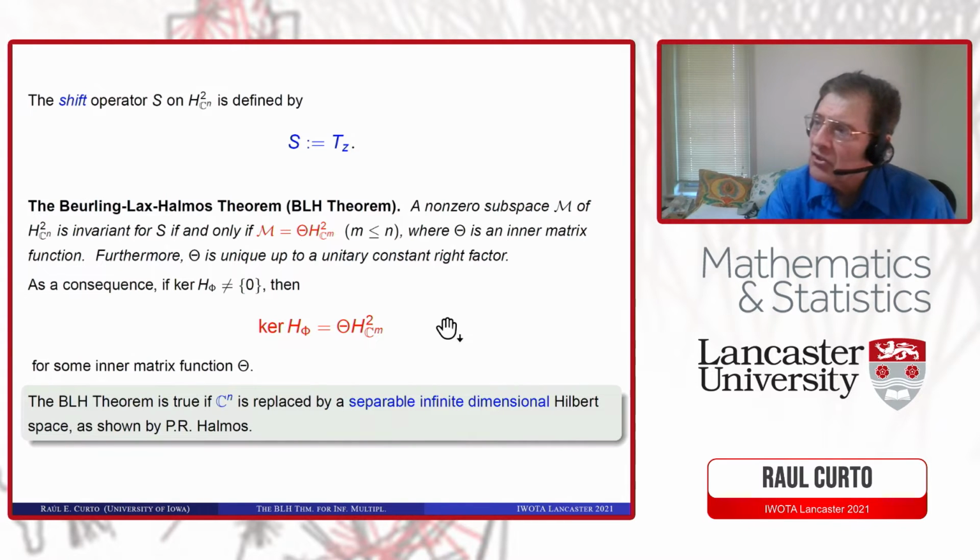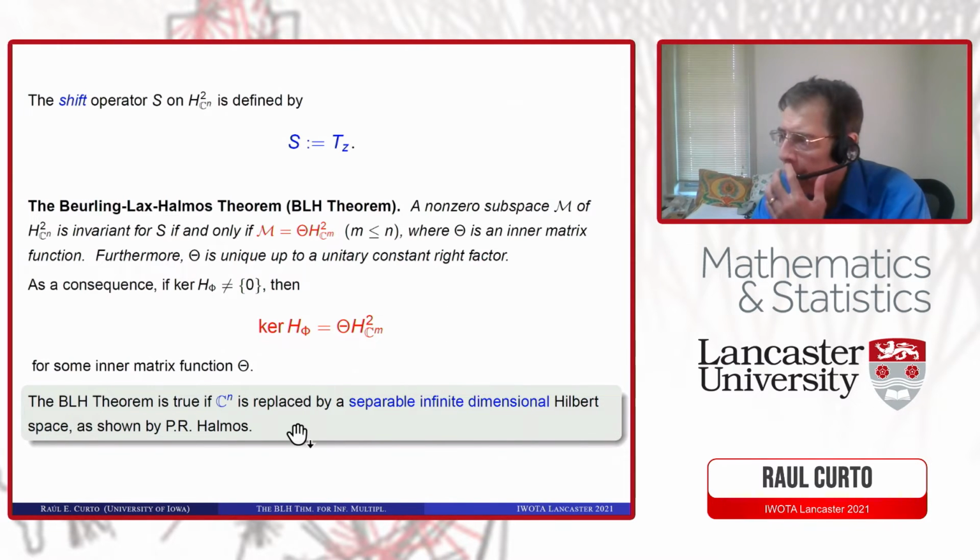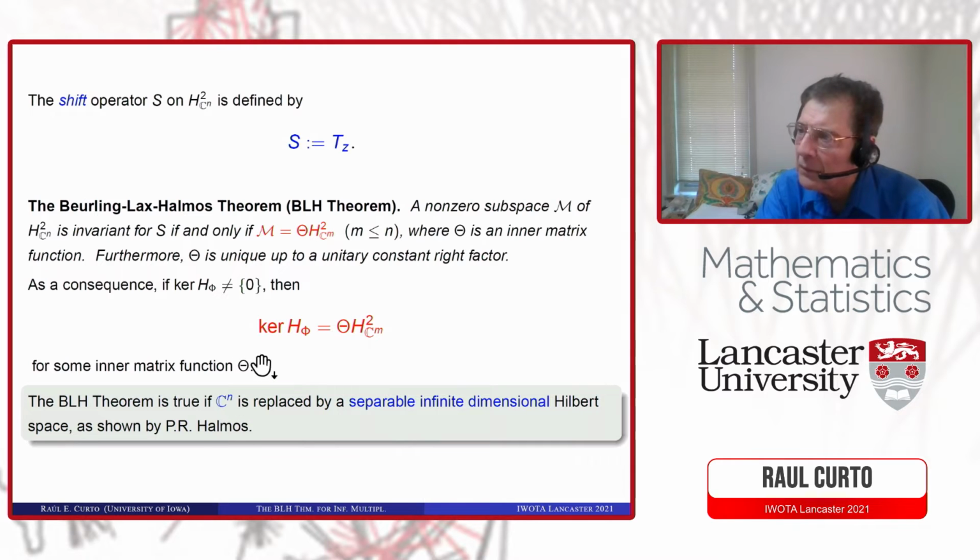So BLH was then extended to infinite dimensional Hilbert space valued symbols by Paul Halmos, who incidentally came up with a very nice proof using dilation theory, which is quite different from the proofs that we were used to seeing.